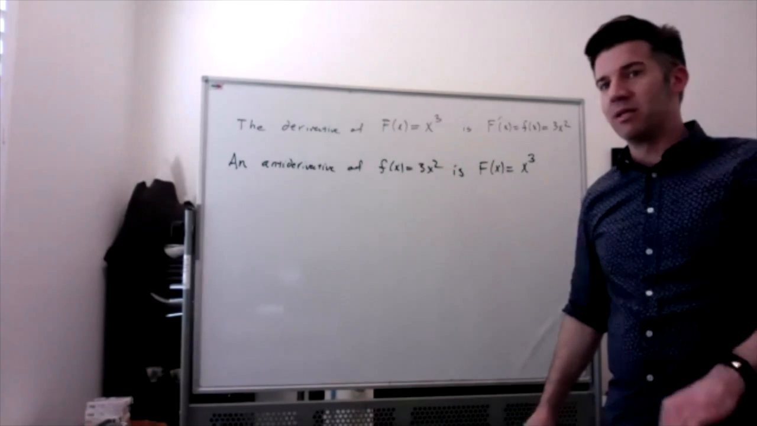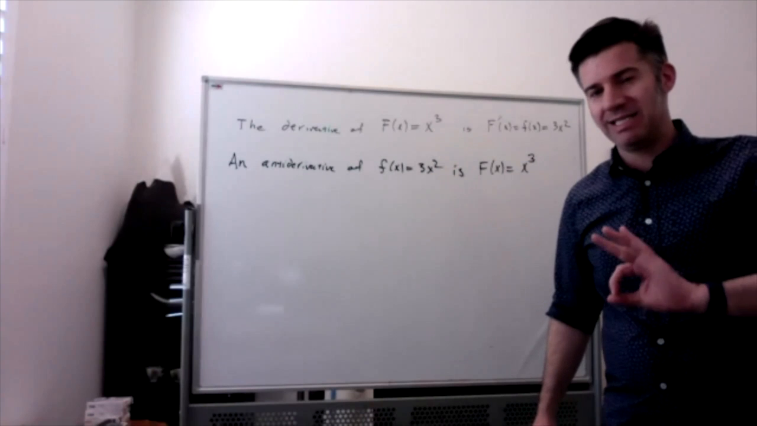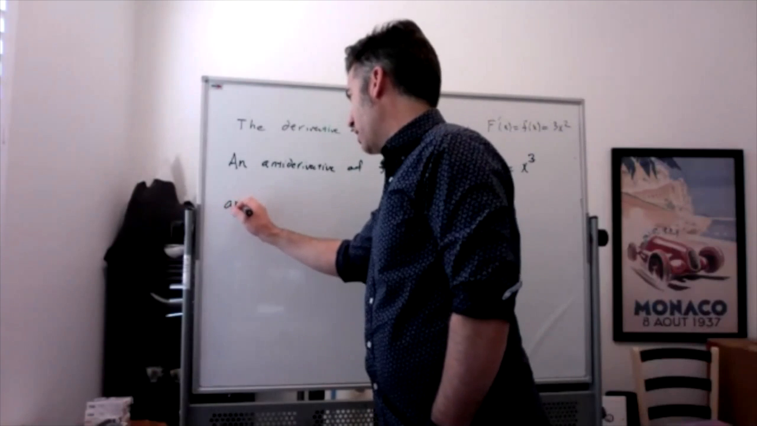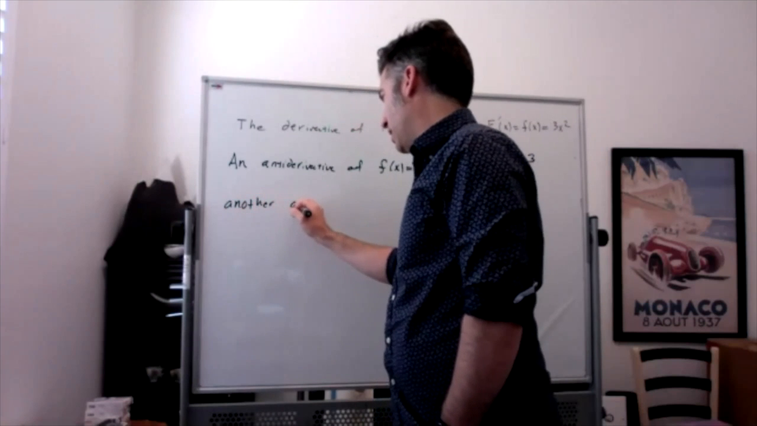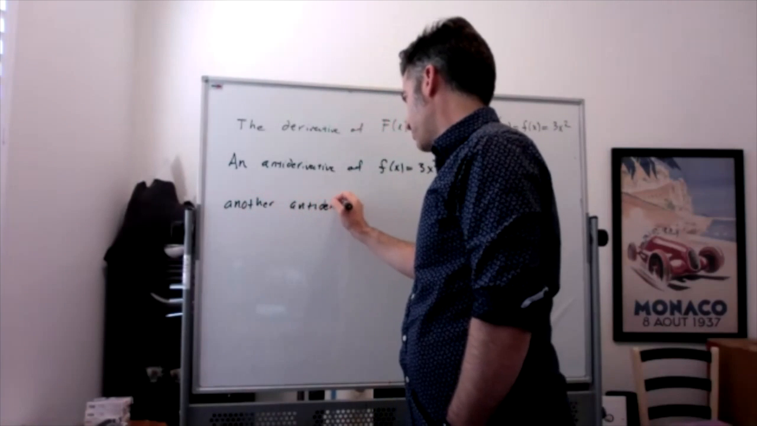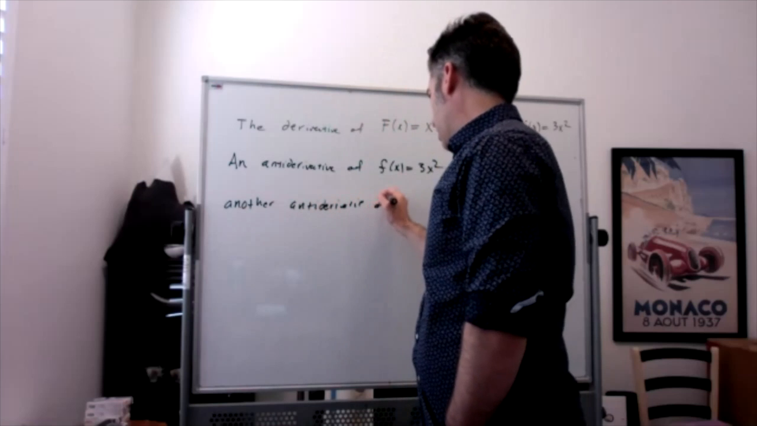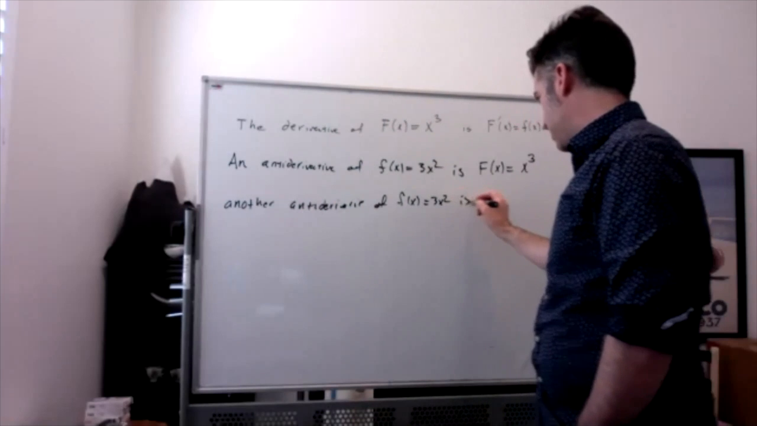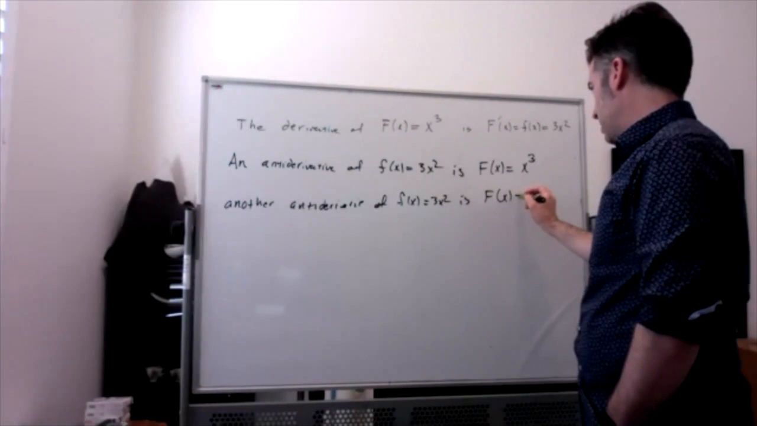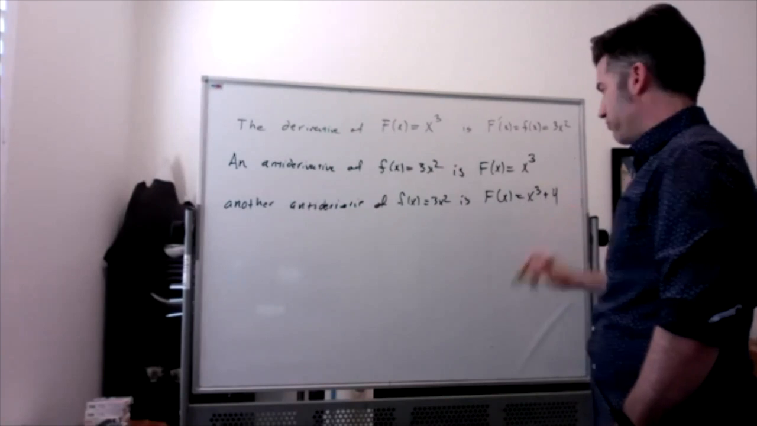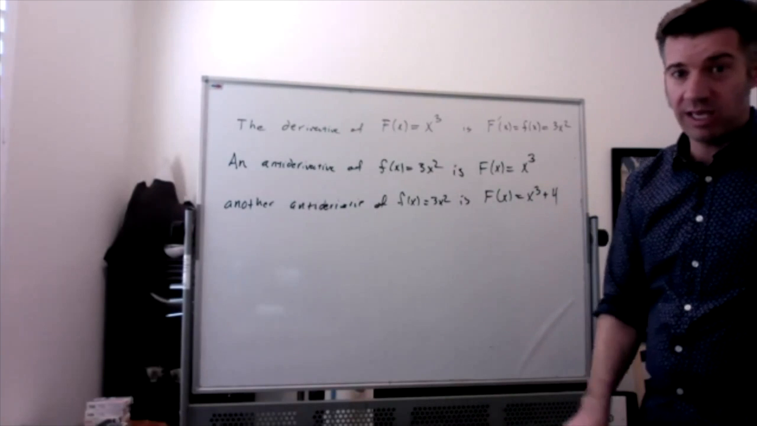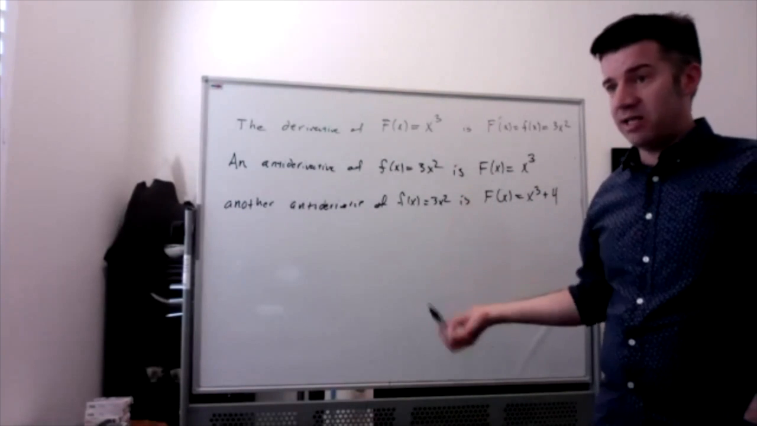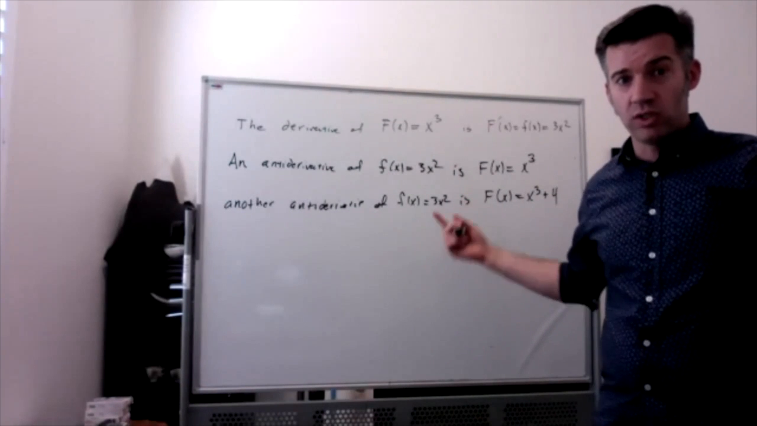Now, I will be slightly cautious here and say that's not technically 100% true, because another antiderivative of the same function is F of x equal to x cubed plus 4. Because it still meets the requirement. The requirement of an antiderivative is that its derivative is the function you started with.